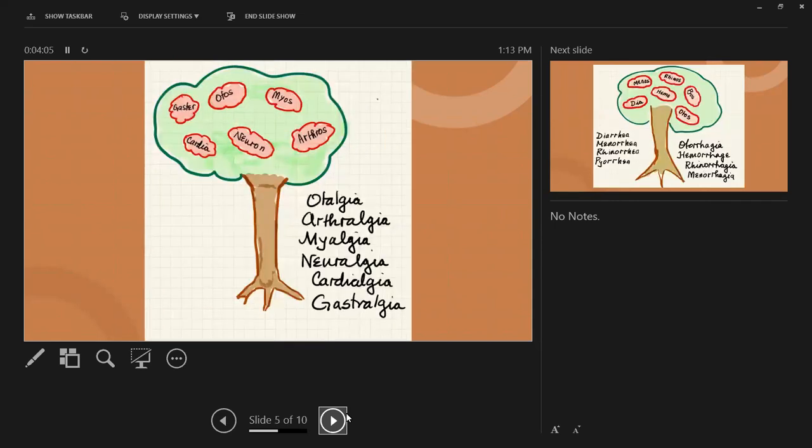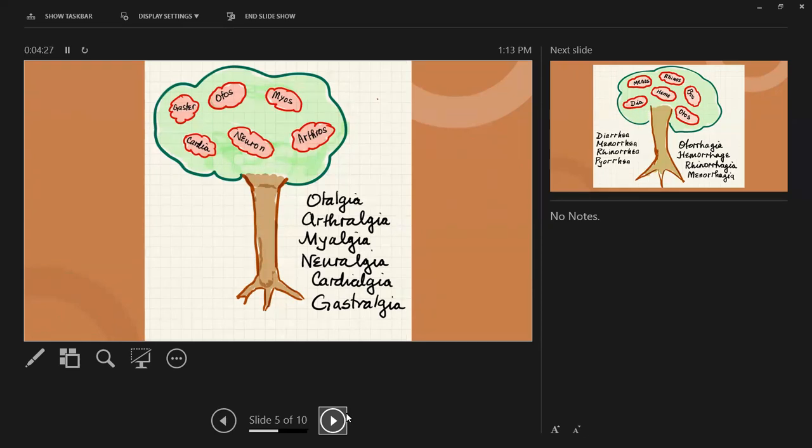Here we have algia. The suffix algia means pain. Gaster is stomach. Cardia is heart. Otos is ear. Neuron is nerve or neuron. Myos is muscle. Arthros is joint.